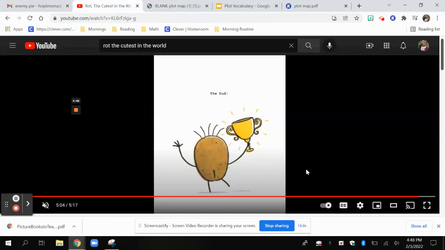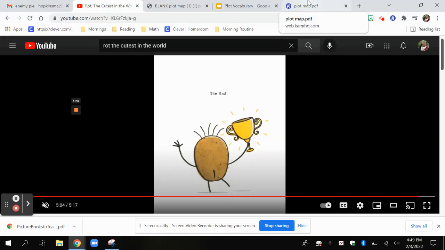All right, readers. So I thought this was just a fun, silly, cute little book that we could read today. And now we're really going to talk and dive into that plot. I want you to think right now about this story. What was the beginning like? Who was introduced? What's the setting? What's that problem that Rot has? And then what's the most exciting part of that story? What's that turning point? How does that problem start to get resolved? And just how does the story end?